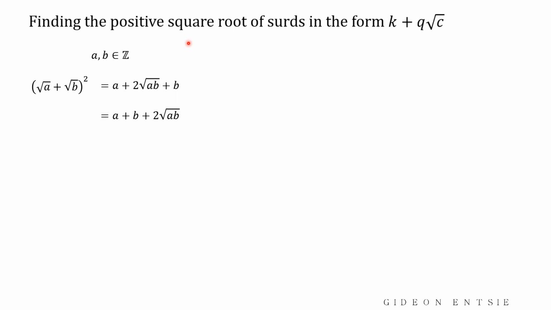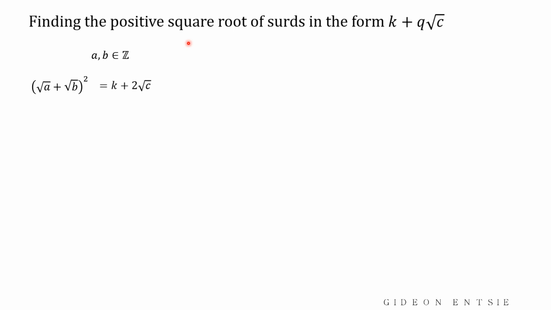Now, because a and b are two constants, the sum of a and b will be another constant, let's say k, which is also an integer. In the same way, the product of a and b will be another constant, let's say c, which is also an integer. By substitution, our expansion becomes k plus 2 square root of c.